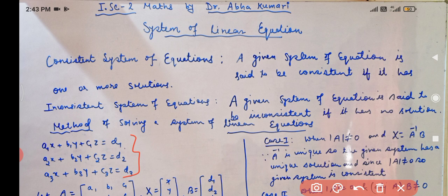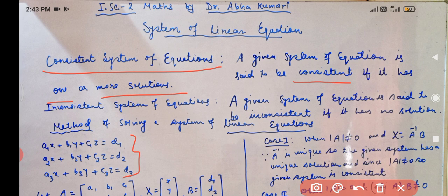Okay. So to solve a system of linear equation, we have to find whether the system of equation is consistent or inconsistent. Because if it is consistent, then we have one or more solution, and if it is inconsistent, then we have no solutions. So let us first understand what we mean by the consistent system of equation. A given system of equation is said to be consistent if it has one or more solutions. Okay?